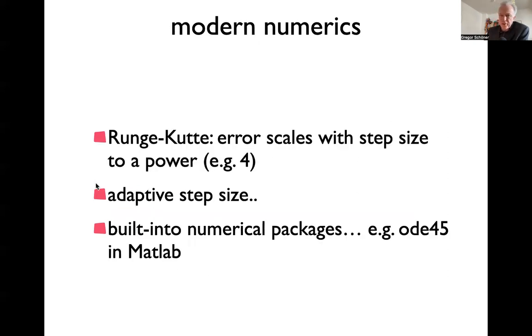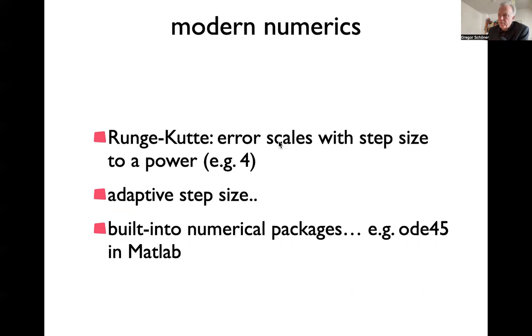The more modern techniques are better; even Runge-Kutta is a very old technique. That's a standard technique that scales much better. For instance, the standard Runge-Kutta scales with the fourth power of the step size. So if the step size is very small, the fourth power is a very small number. You can see that when you reduce delta t, the error goes down much more radically.